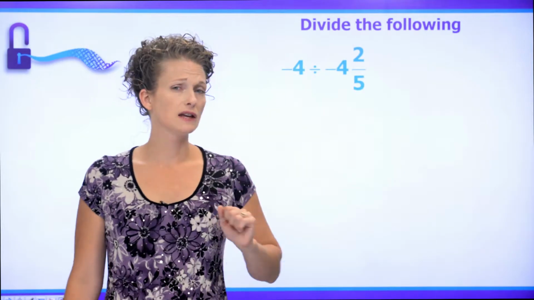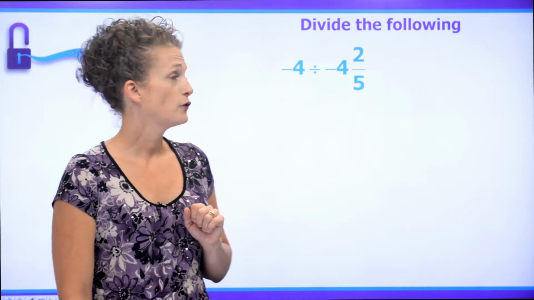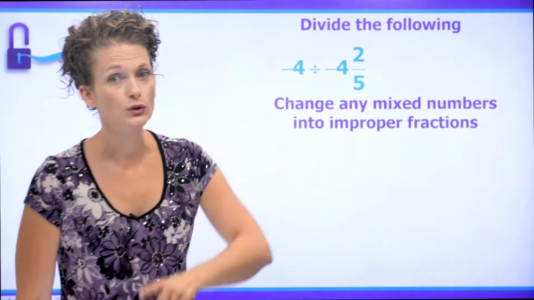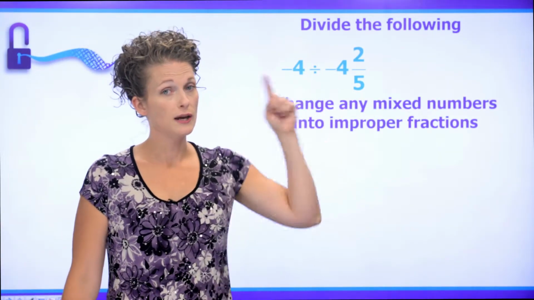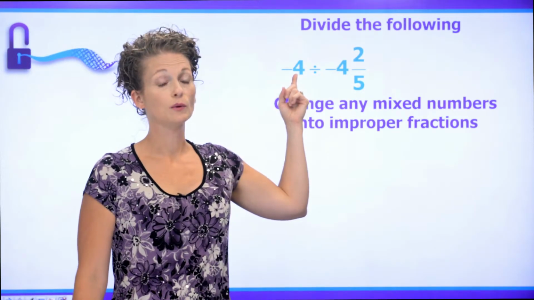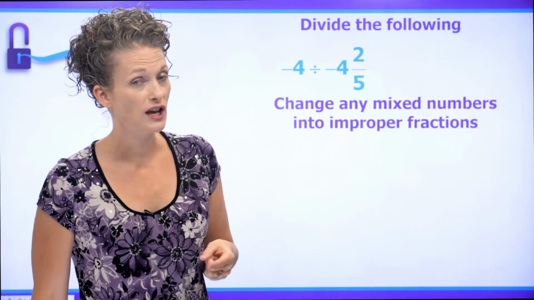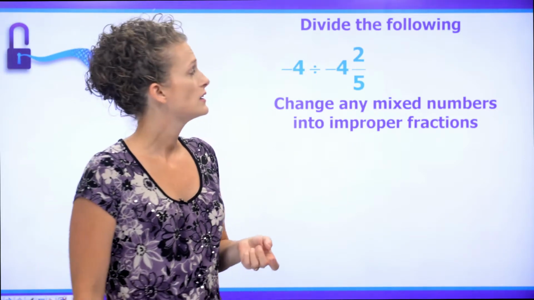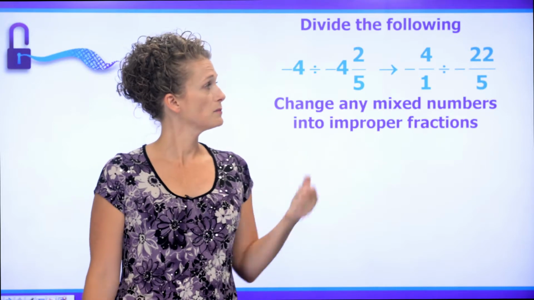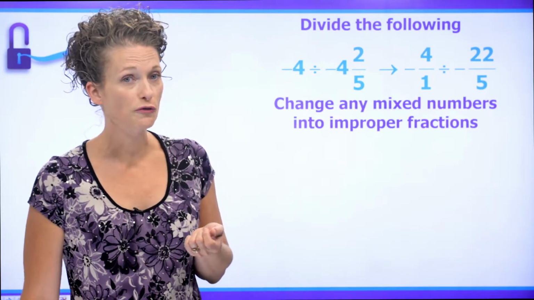Well, how about negative 4 divided by negative 4 2/5? How do we handle that? Well, again, we're going to do the same thing, change our mixed numbers into improper fractions. And what do we do with this guy? Well, remember, any integer can be changed into or written as a fraction. It is simply over 1. So we get negative 4 over 1 divided by negative 22 over 5.